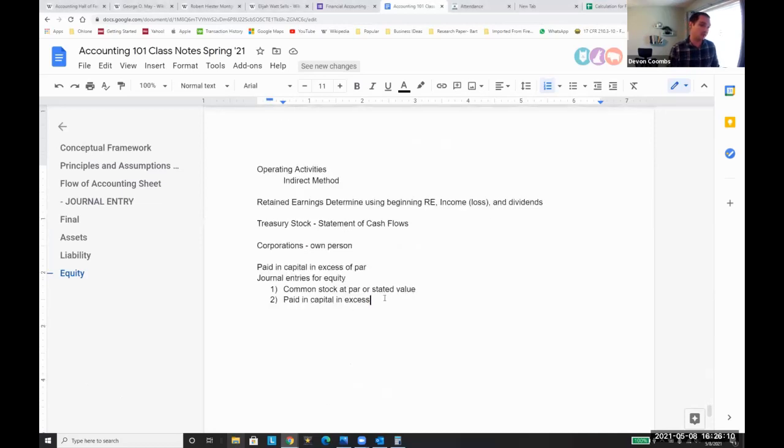I want you to know the journal entries for dividends. That includes cash dividends, and it includes the three dates we talked about: the date of declaration, the date of recording, and the date of issuance. Remember, the date of declaration is when we put the liability on our balance sheet. We debit retained earnings, credit dividends payable. The date of recording, we don't do anything. And the date of issuance is the date that we reverse the liability out and pay the dividend.